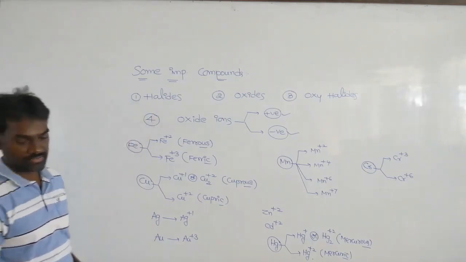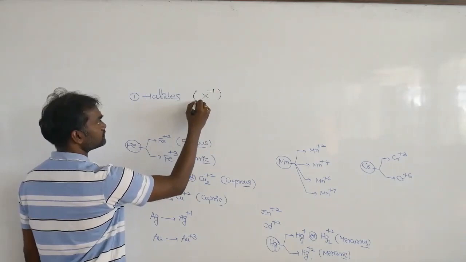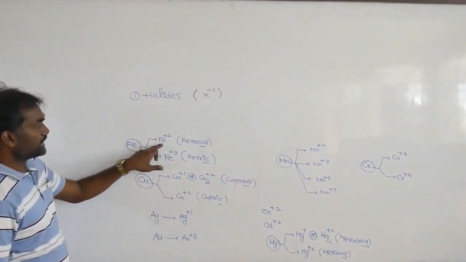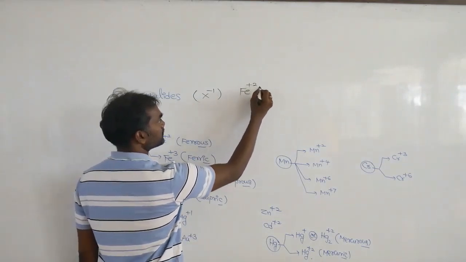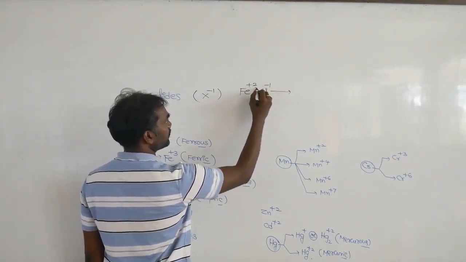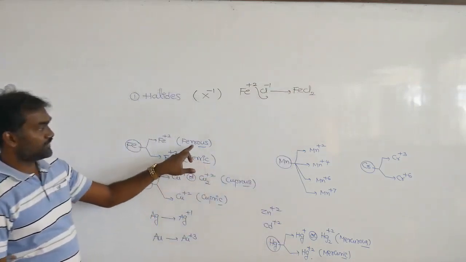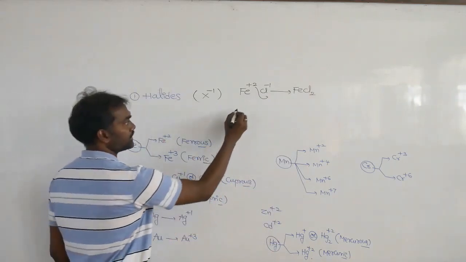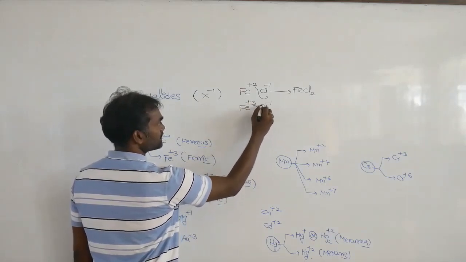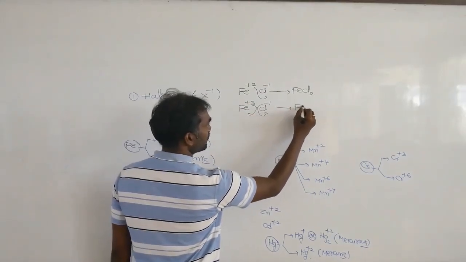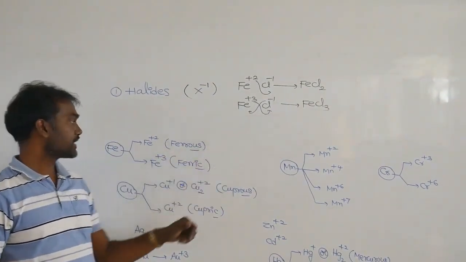First we see the halides. Halogen oxidation state is -1. Suppose iron is reacted with chlorine. You take Fe plus 2, Cl minus 1. Your compound is FeCl2, called ferrous chloride. Next, Fe plus 3, Cl minus 1. 3 is coming here, 1 is coming here. So you are getting FeCl3, that is ferric chloride.